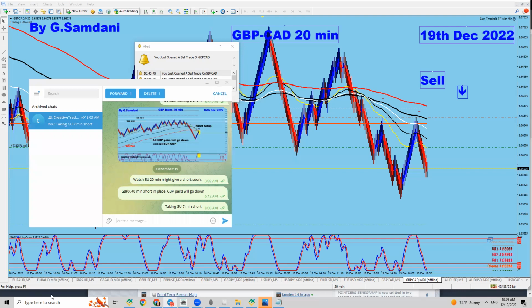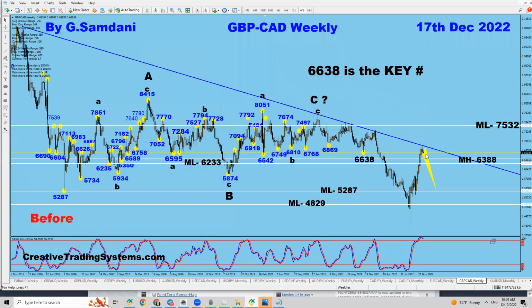So I had that pound Aussie. By the way, pound Aussie, my 7-minute chart, got knocked out at break even. That was a 7-minute entry. Now I'm going to be looking for a 20-minute entry on that one. This one is a 20-minute entry on pound CAD, and I showed you the weekly chart. Amazing weekly chart on this one, pound CAD. See that? We have a long way to go. Hundreds of pips to make.